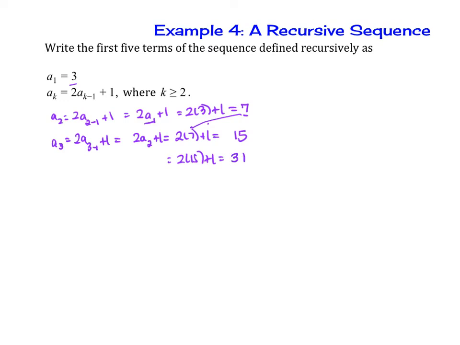So 1, 2, 3, we need 5 terms. So 2 times 31 plus 1. And then that becomes 62 plus 1, which is 63. So therefore, the first 5 terms of the sequence are 3, 7, 15, 31, and 63.